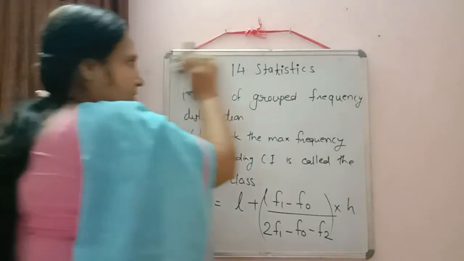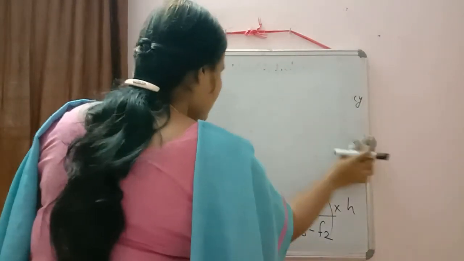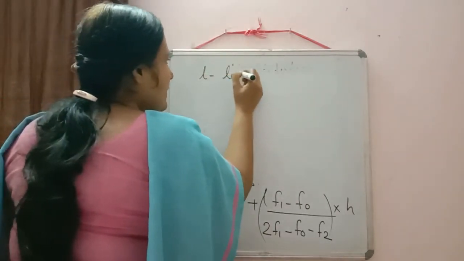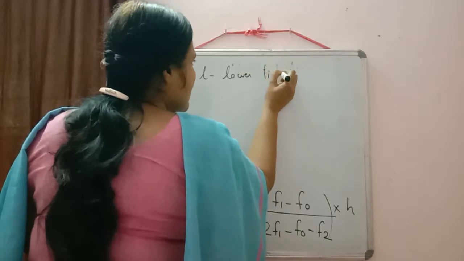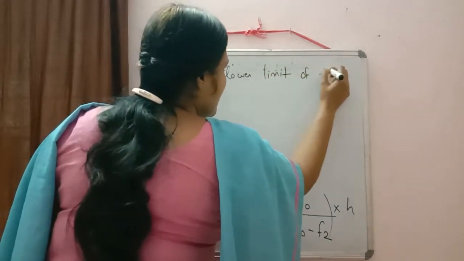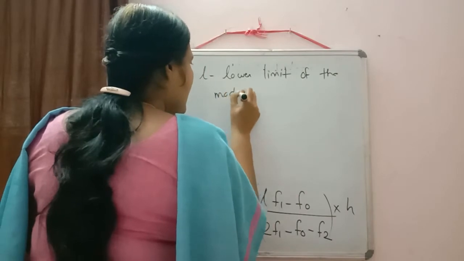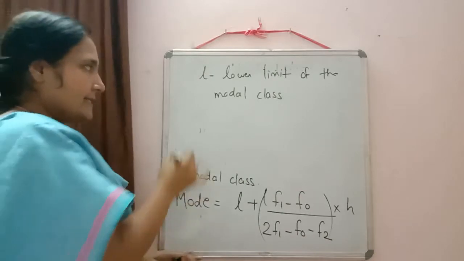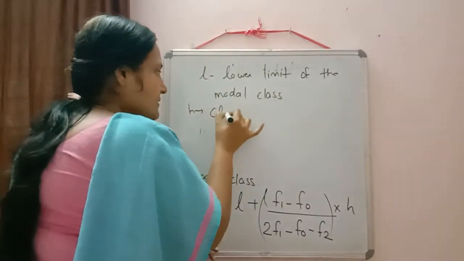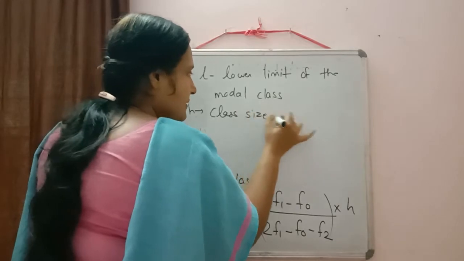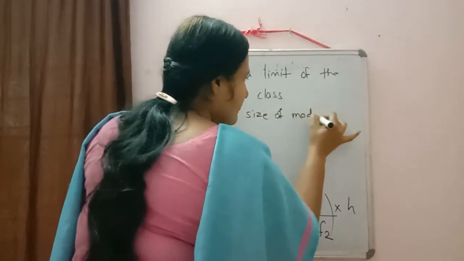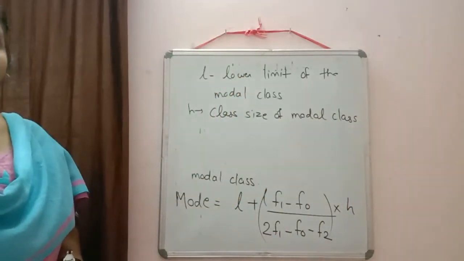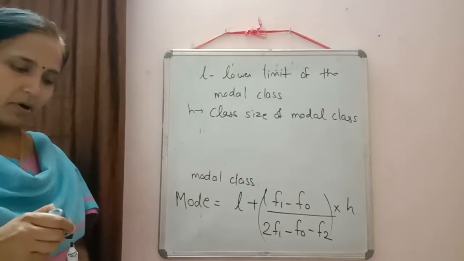Here, in the bottom, write down where L is. L is the lower limit of the modal class. H is the class size of the modal class. If there is a difference in class sizes, then also you just check the class size of the modal class.